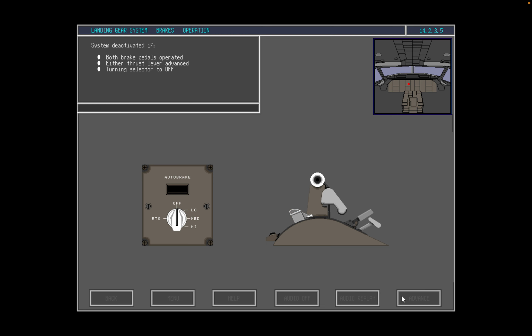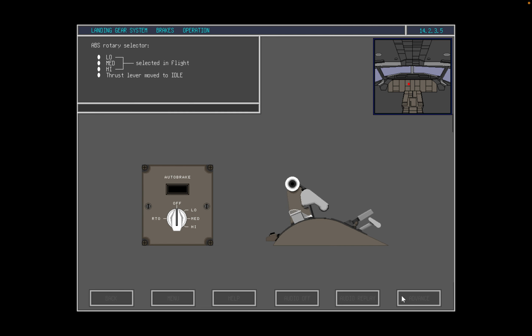When the system is deactivated by advancing either thrust lever or by operating both brake pedals, the selector knob moves to the off position. The low, medium and high ABS selections can only be selected when the aircraft is in flight. Each of these three positions define different levels of deceleration.